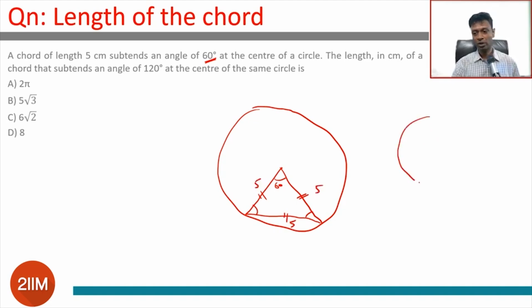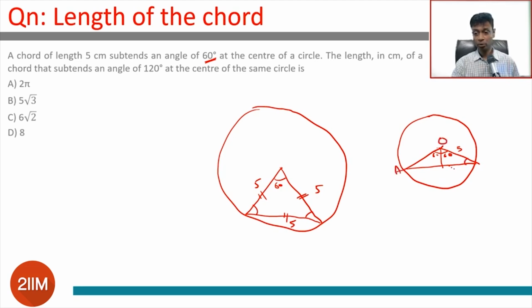Now angle of 120 at the center. Chord, the length in centimeters of a chord that subtends an angle of 120 at the center. This is very simple. This is trigonometry 101. This is 120. This is 5. So this angle is 120. This should be 60. This should be 60. This is 60. We know how to find this. How do you find that? This is 30.